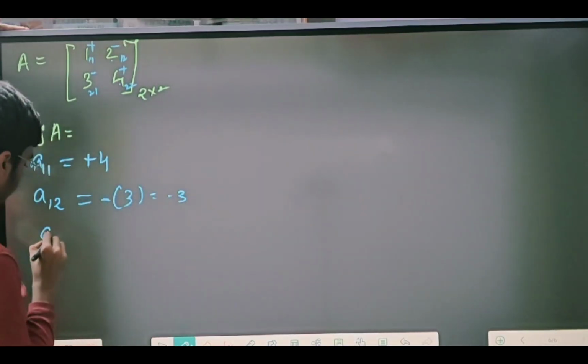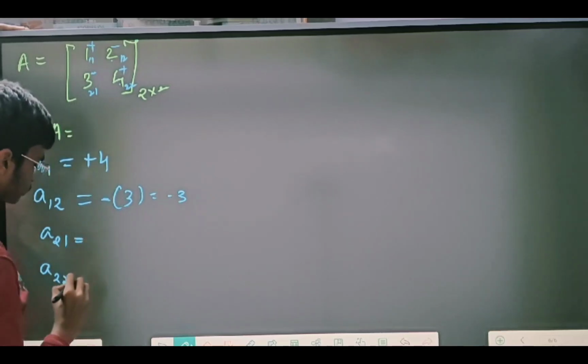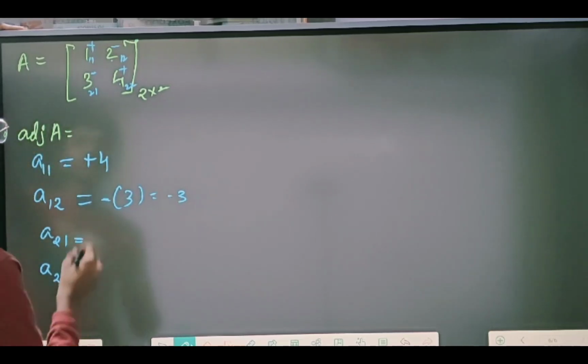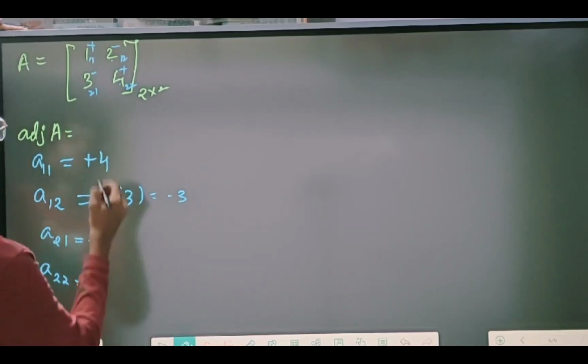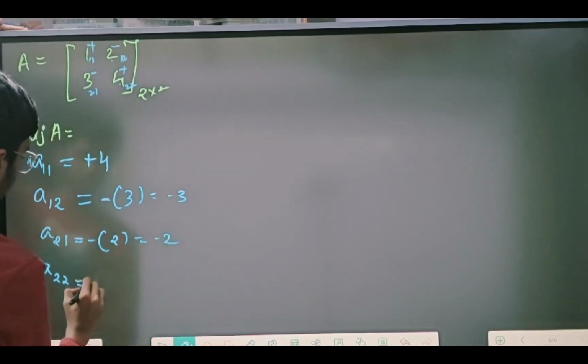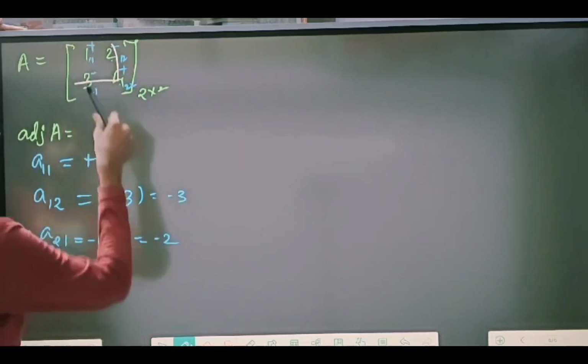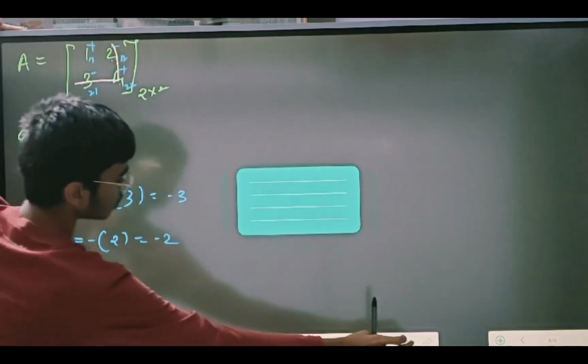Minus 3. Then A21 and then A22. So what is A21? It is going to be minus into 2, which is minus 2. Then A22 is going to be plus, so delete this. It is going to be 1.